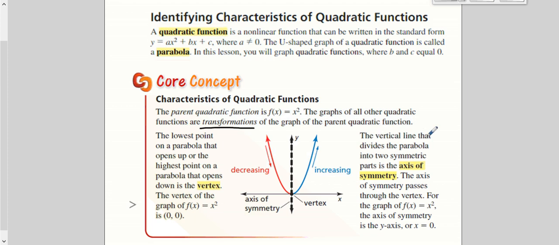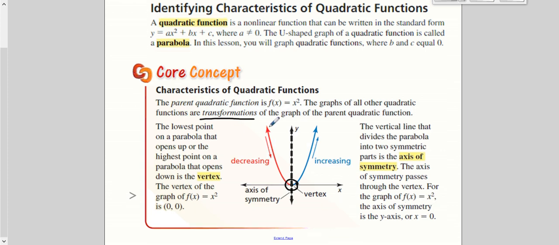The vertical line that divides the parabola into two symmetric parts is the axis of symmetry. So here we have the vertex. For this parabola, it's the lowest point. The axis of symmetry is the dashed line that cuts down the middle of the parabola. For the graph of f of x equals x squared, the axis of symmetry is the y-axis, or x equals 0. Also notice, when you read a graph, you want to go left to right.